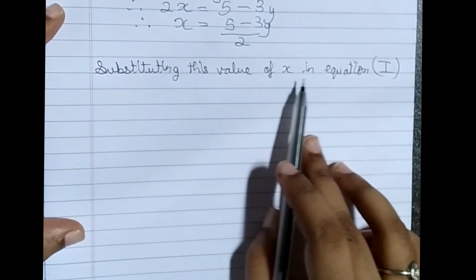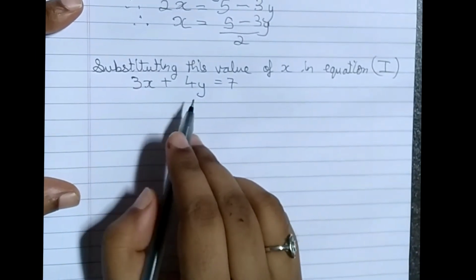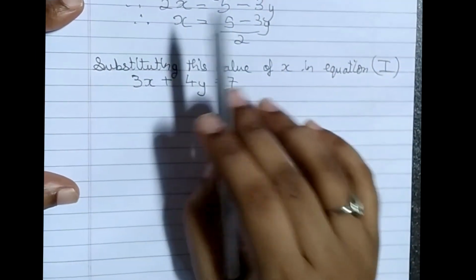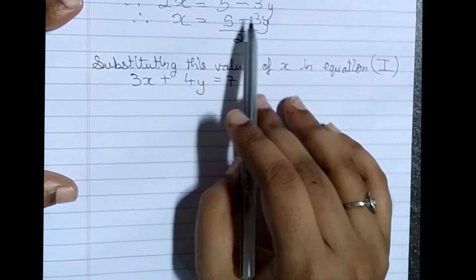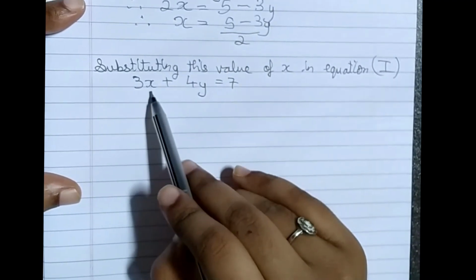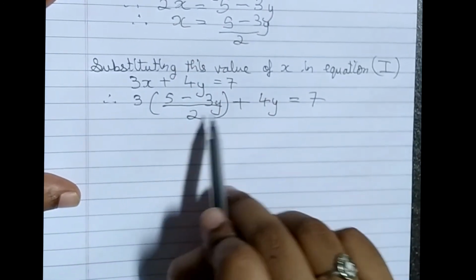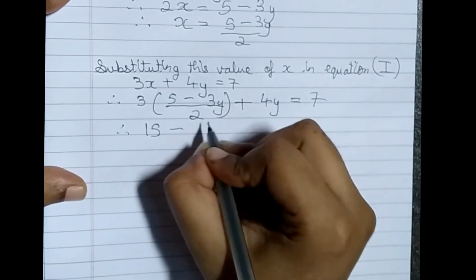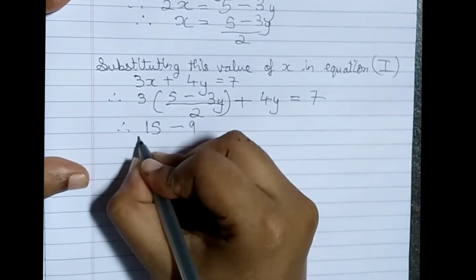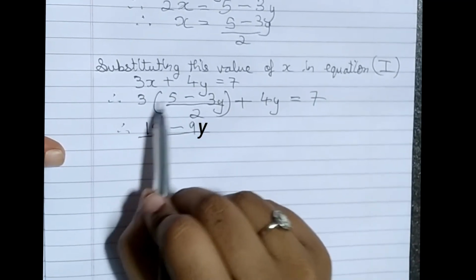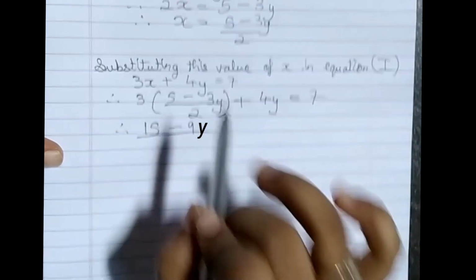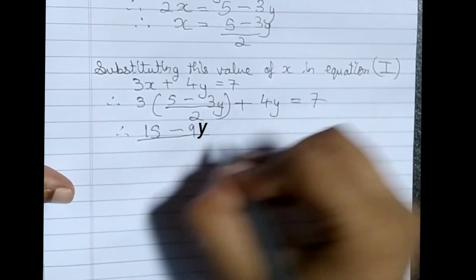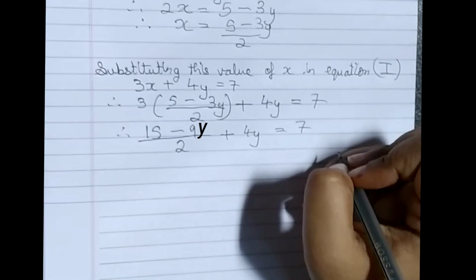Now this value we will substitute in equation 1, okay. Substituting this value of x in equation 1. This is equation 1. Now instead of x, here we got x equal to 5 minus 3y upon 2. This value we will write here, okay. Now we will solve. 3 5s are 15 minus 3 3s are 9. The denominator, this 3 will only get multiplied with the numerator, okay. Denominator we are not multiplying. Don't make a mistake. So the denominator will be 2. So we will get 15 minus 9y the whole upon 2 plus 4y equal to 7.